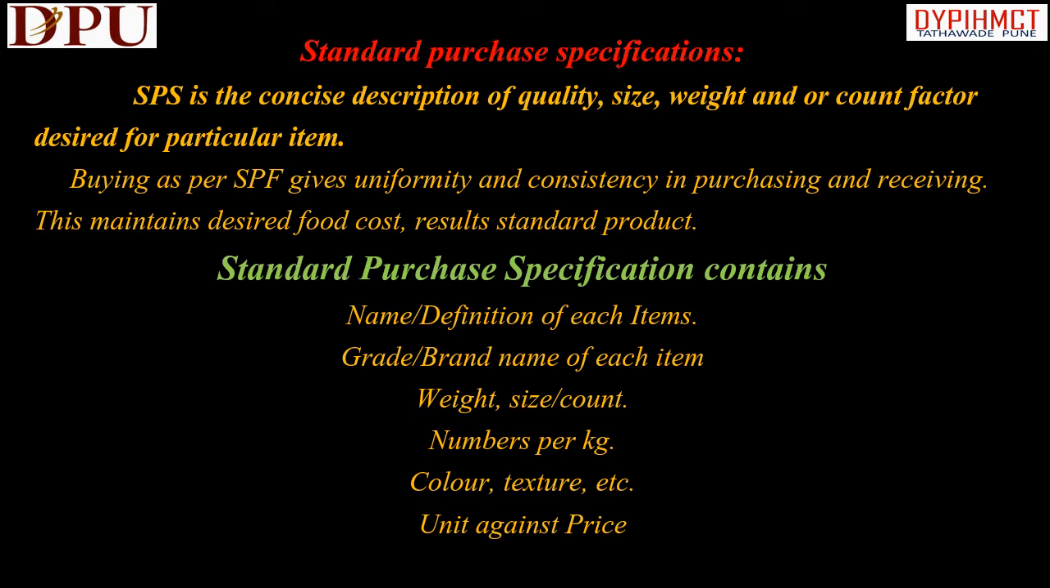Color and texture of item. The quality of the item can be determined by color and texture. For example, red colored tomatoes with firm texture are considered as good quality. Unit against price. This is one of the most important information in standard purchase specification, because it directly affects the food costing and profitability.